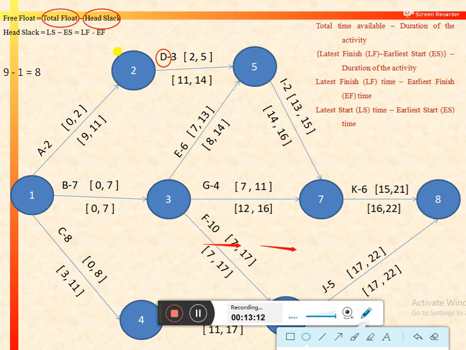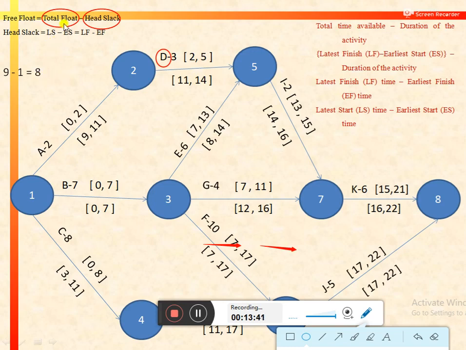But if we are delaying activity D by more than 8 days, in that case we would affect the earliest start of activity I. Suppose we are delaying activity D by 10 days, then activity D would start on the 12th day, 10 plus 2, 12, and it would finish on the 15th day. So in this case we are delaying activity I.